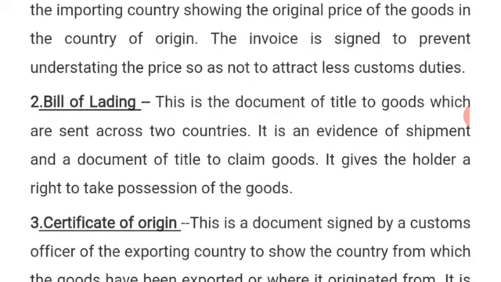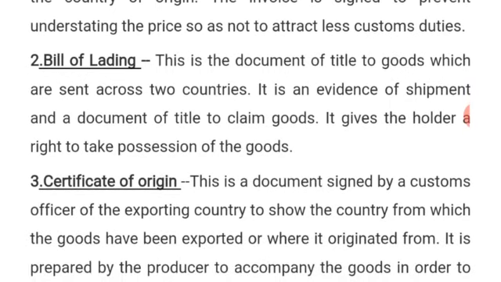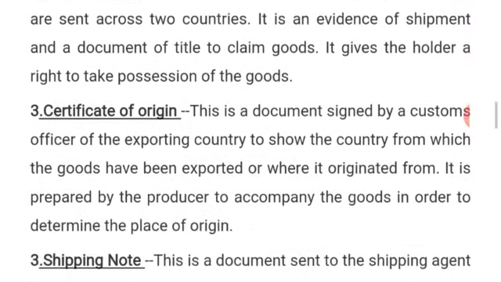So if the bill of lading is given to maybe a consignee now, it shows that that consignee is the right owner of such goods. And that's how we say it gives the holder the right to take possession of the goods. Once it has been given to the holder, then it shows that that holder is the right owner of such goods. So that's bill of lading.